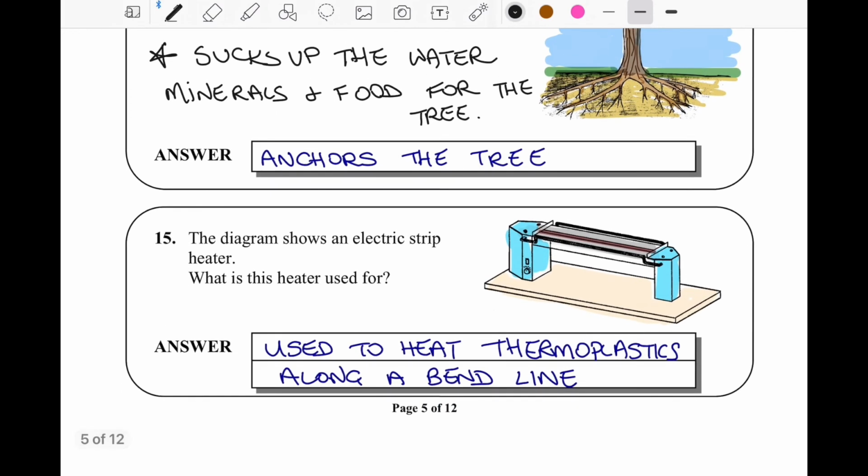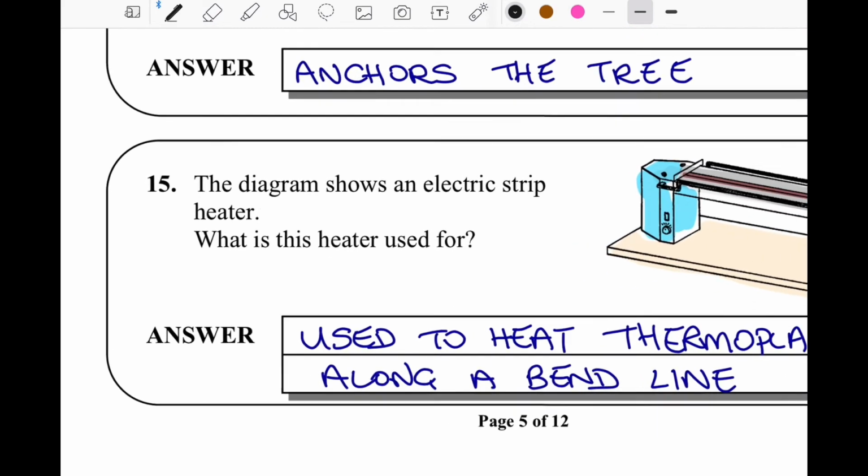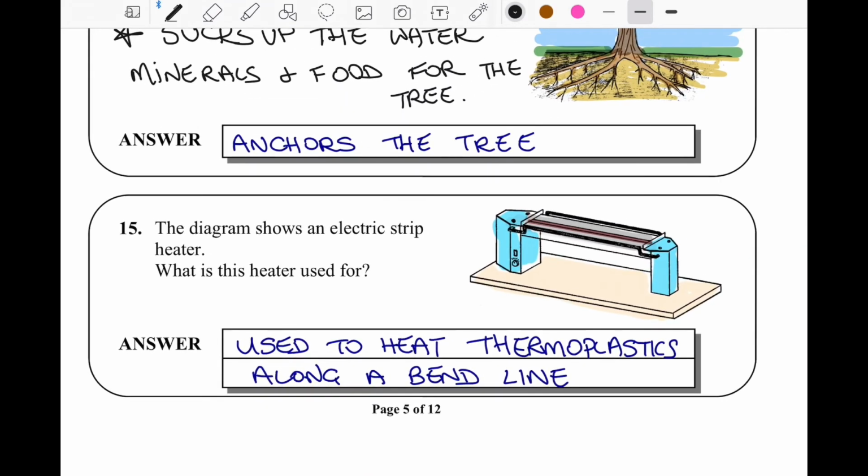Now, one that you'll have seen in the metalwork room. We have one in the woodwork room as well, though you don't see it quite as often, mind you. The diagram shows an electric strip heater. What is this heater used for? This is used to heat thermoplastics along a bend line. What is a thermoplastic? A thermoplastic such as perspex or acrylic.